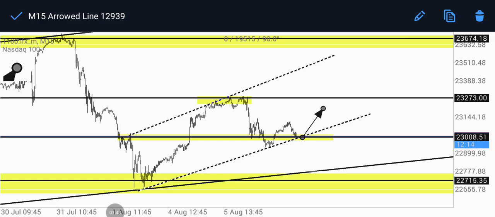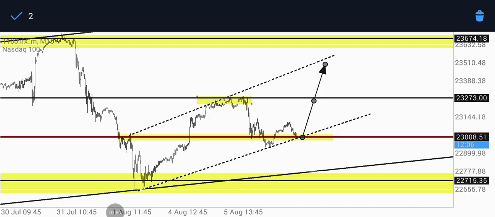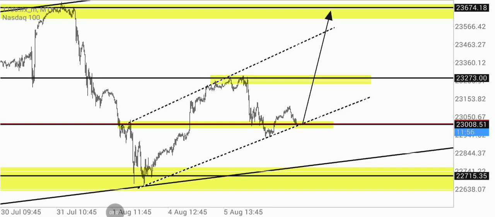So for me, Nasdaq is going to be buying around this zone, and my first take profit will be around this zone, with my second take profit at this upper zone. So yeah, this is it for me, guys.